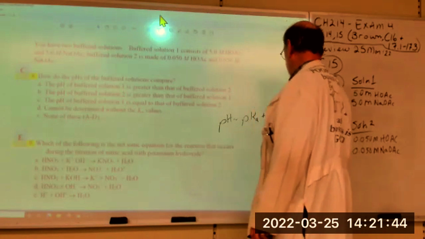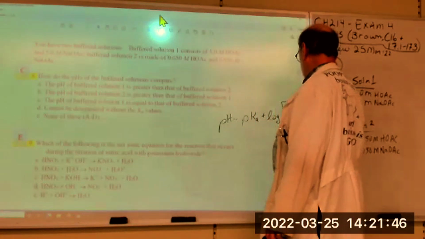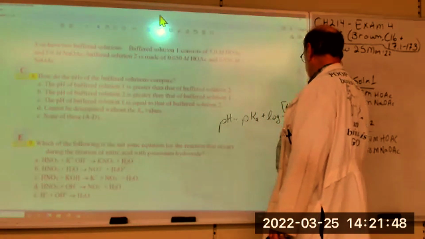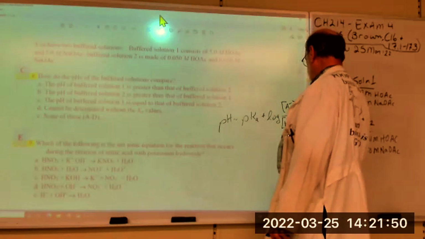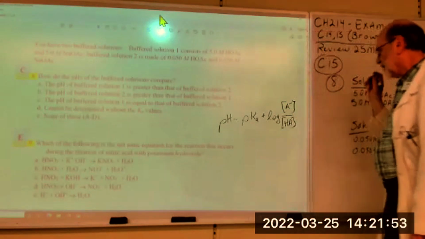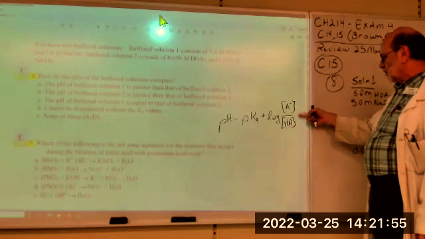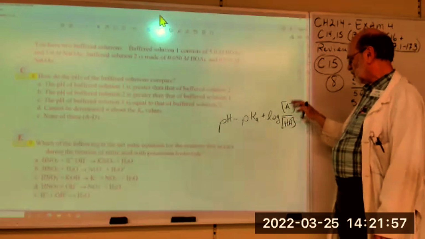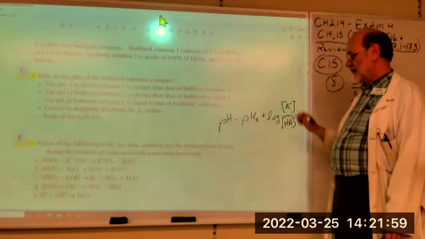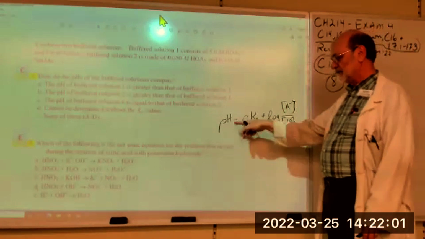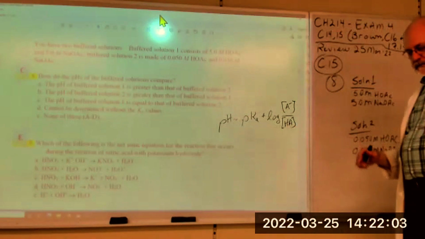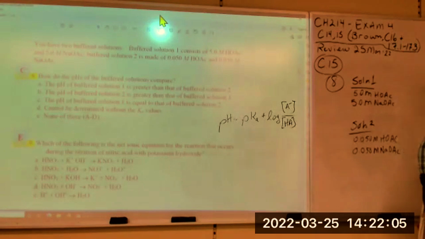pKa plus log of the conjugate base over the weak acid. So if these are equal, that means this is log of 1, which is 0. And that's a perfect buffer.